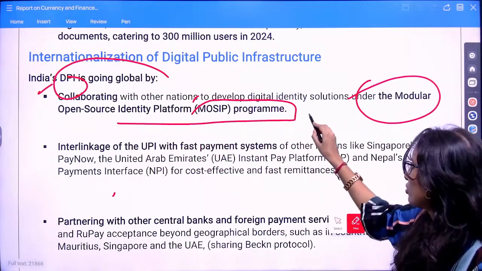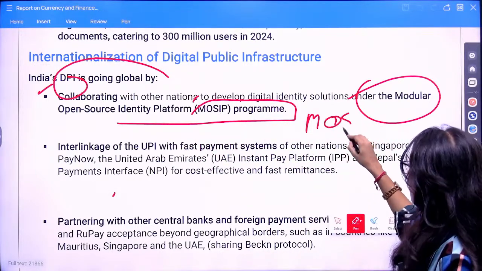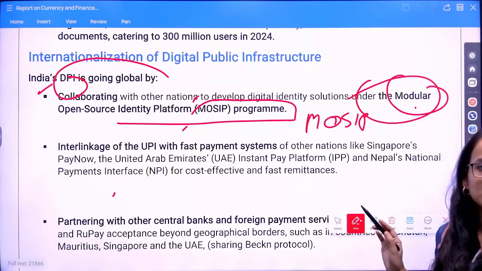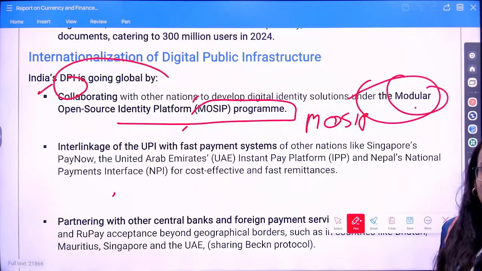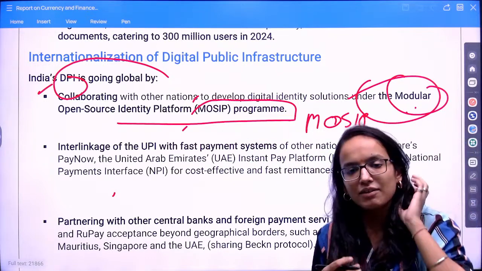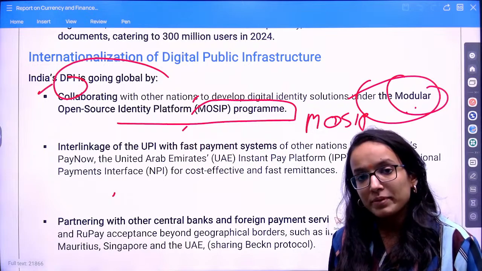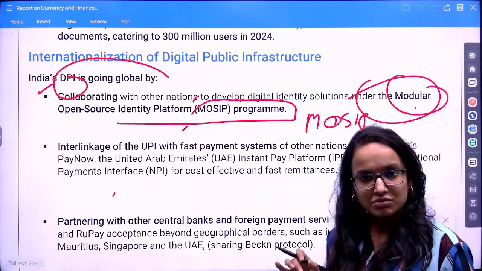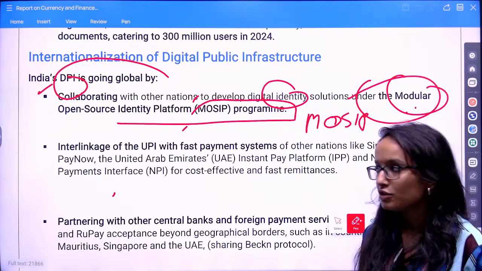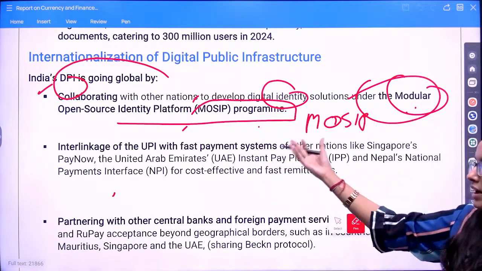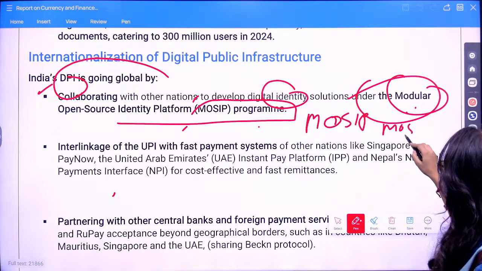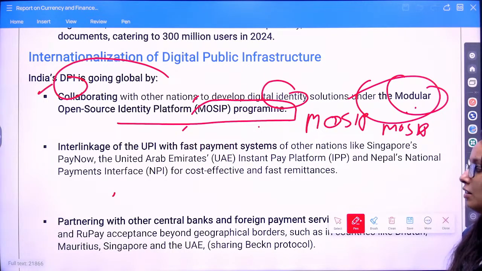So, this MOSIP program is there particularly for this purpose. Modular, remember the name, modular open source identity platform. It is open source based, right? It enables developing, conceiving, adopting these digital public infrastructure or digital identity solutions for different countries, right? So remember this program. Under this, we are helping other nations achieve this thing, okay? So remember MOSIP, modular open source identity platform.